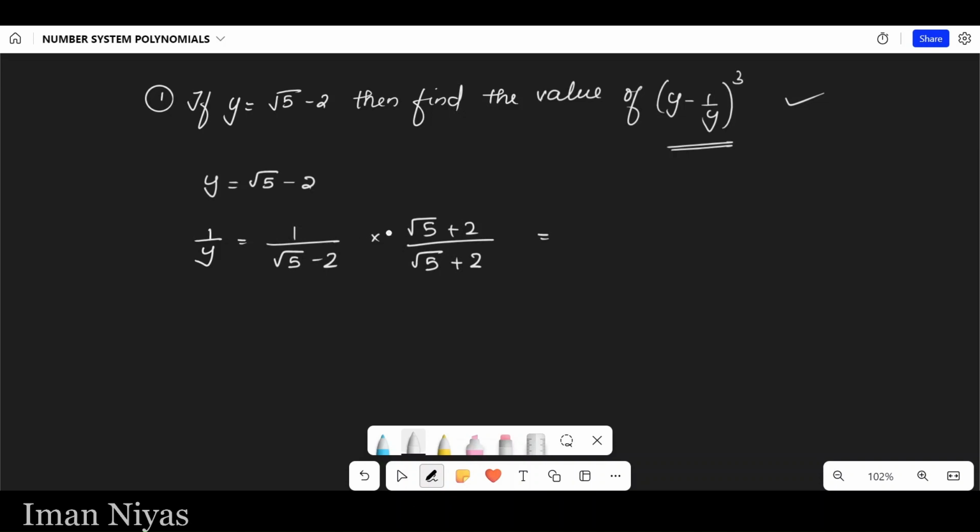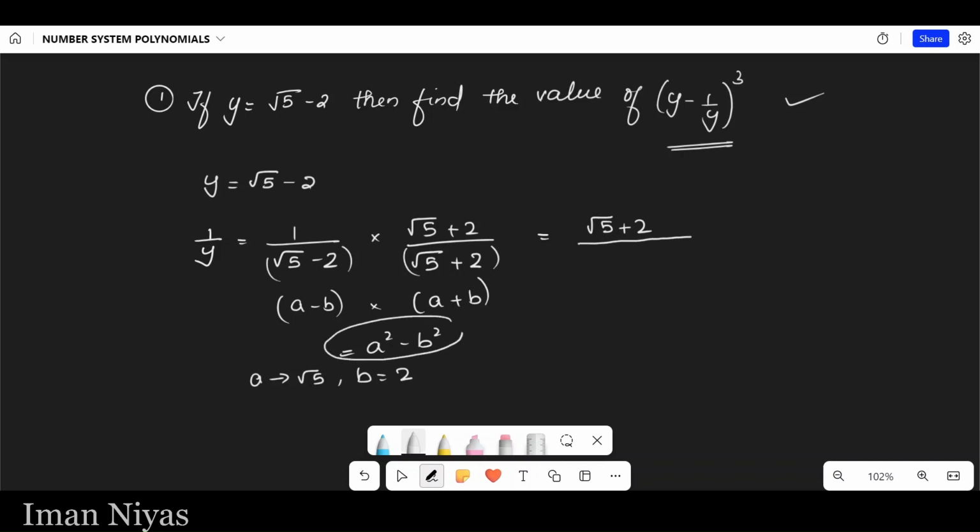So how will you multiply these two? You have to multiply the numerators, right? So 1 into root 5 plus 2 is root 5 plus 2. When you multiply the denominators, you can see root 5 minus 2 multiplied with root 5 plus 2. Can I write this in the form a minus b multiplied with a plus b? What is a minus b into a plus b, or a plus b into a minus b? Can I write it as a square minus b square? So in this case, what is a? A is root 5, and what is b here? B is 2. So according to the identity, we have to write a square minus b square, right? So a is root 5 square, minus b is 2, so 2 square.